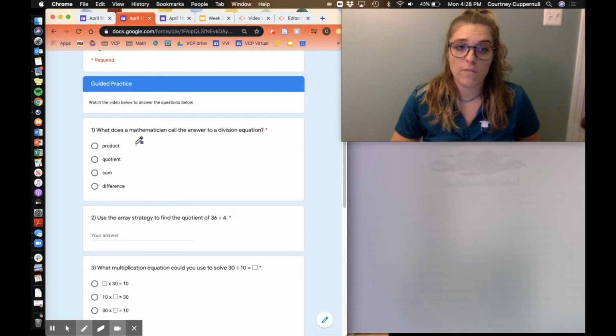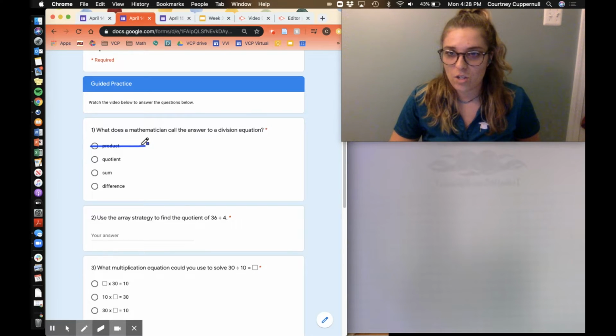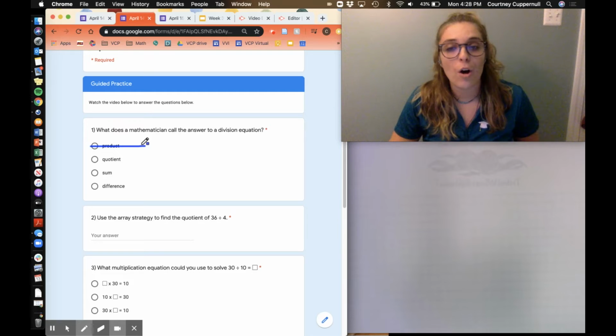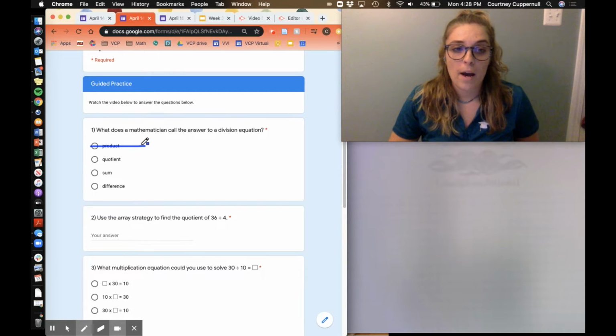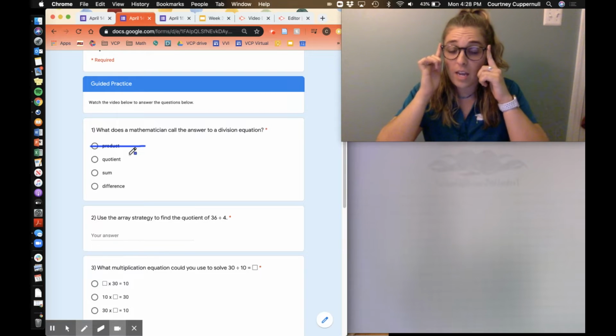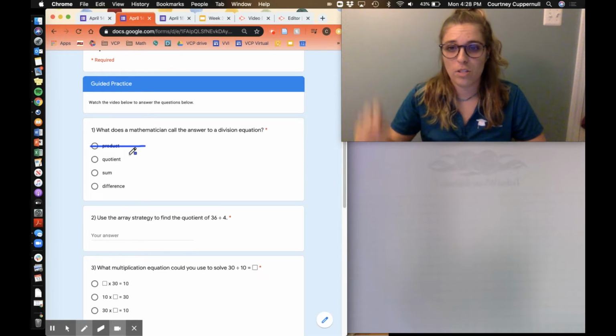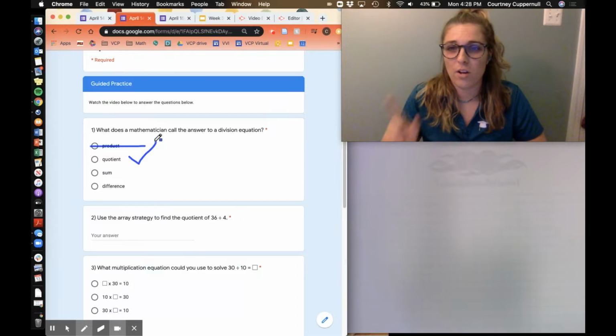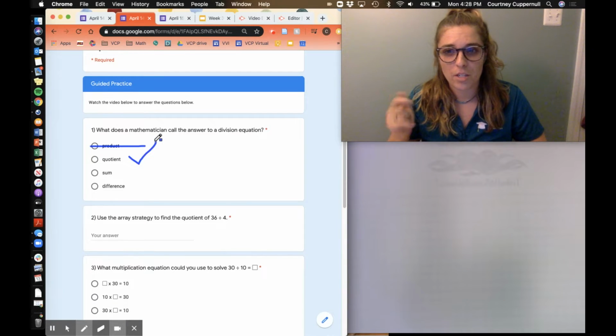All right, the first answer, product. I know that's not my answer choice because that is the answer to a multiplication equation. We call that a product. What about the next answer, a quotient? I remember Miss Cupp saying that. Well, we call the amount that goes in each group a quotient. So I'm going to check it, but I'm going to check my other answers because I'm a solid mathematician.